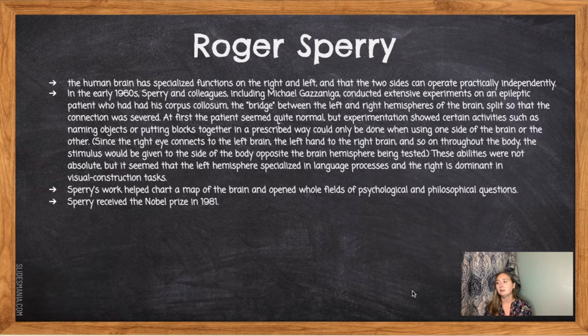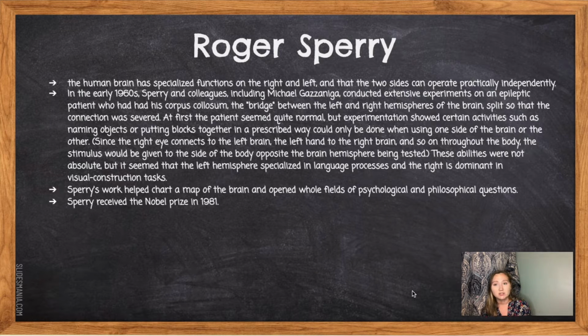He discovered that the two sides can operate practically independently. So in the early 1960s, Sperry and his colleagues, including a man named Michael Gazzaniga, who will be in the next brain video, conducted extensive experiments on an epileptic patient who had his corpus callosum severed. There's a bridge of material between the two hemispheres that connects them, and that's called the corpus callosum. So there was no connection between the left and right hemispheres of his brain.